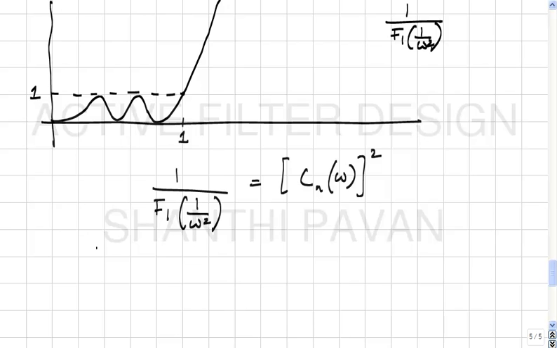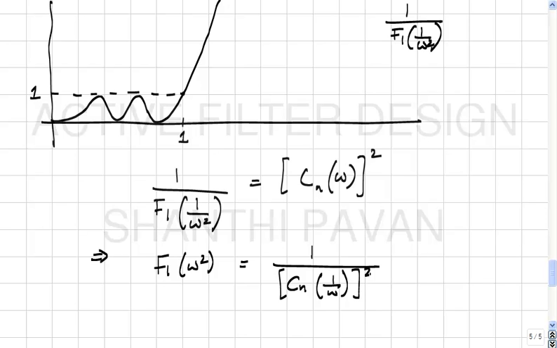Correct? Which means, what is f1 of omega square? Please note, we are not interested in 1 by f1 of 1 by omega square. We want to find f1 of omega square. So if 1 by f1 of 1 by omega square is this, what must f1 of omega square be? 1 by Cn of 1 by omega whole square. Does it make sense? Okay.